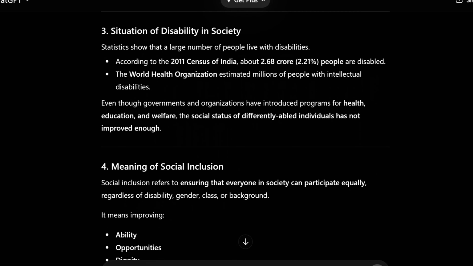3. Situation of disability in society. Statistics show that a large number of people live with disabilities. According to the 2011 census of India, about 2.68 crore, 2.21% people are disabled. The World Health Organization estimated millions of people with intellectual disabilities. Even though governments and organizations have introduced programs for health, education, and welfare, the social status of differently abled individuals has not improved enough.